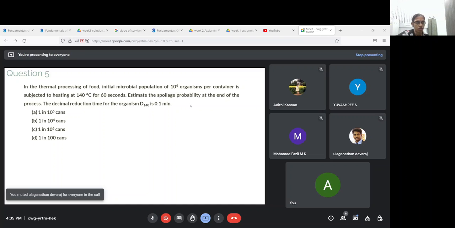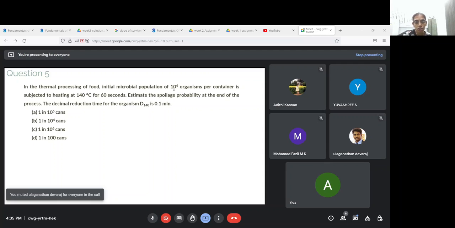Spoilage probability. Yeah, that is one thing. At each question, we'll be learning one single concept. But here, the unique thing is 10 power 4 organisms per container. All this while we were talking about the total number of organisms present in the batch. This is the first time we're talking about per container. So this means that now we're talking about different containers, but all these containers together will form one single batch. So there'll be multiple containers and all those containers will be one single batch.